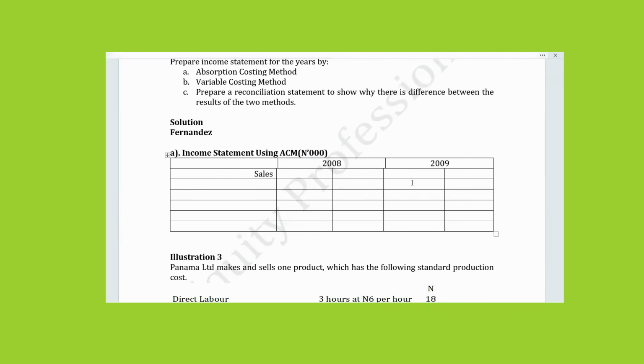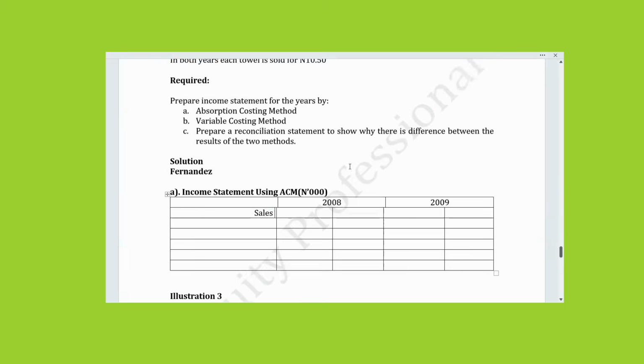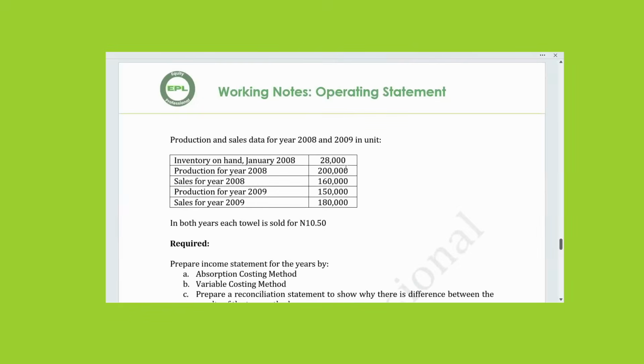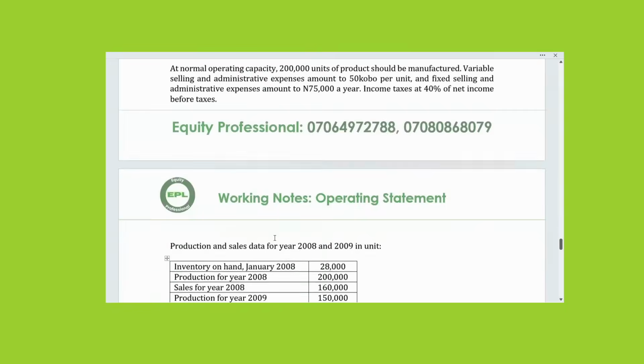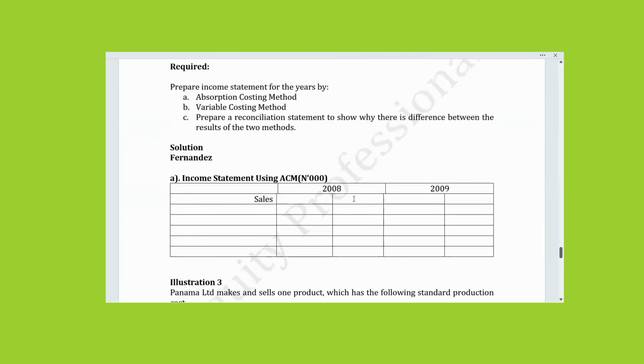Bring out your calculator. How do we determine sales for 2008? Go to the question. How many units were sold in 2008? Multiply by the selling price of 10 naira 50 kobo. Look up. In 2008, units sold was 160,000. So 160,000 multiplied by the selling price of 10 naira 50 kobo. Nancy, give it to me immediately. What do you have there?